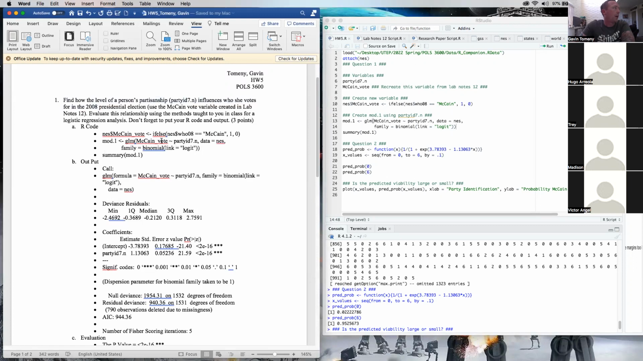So from Lab Notes 12, we did this right here: creating the McCain vote by using the if else on McCain, 1 or 0. And then from there, we create a logistic regression using the glm.